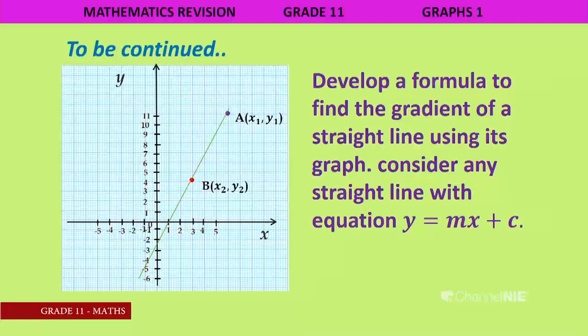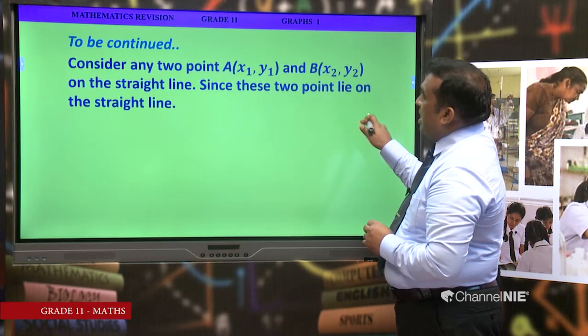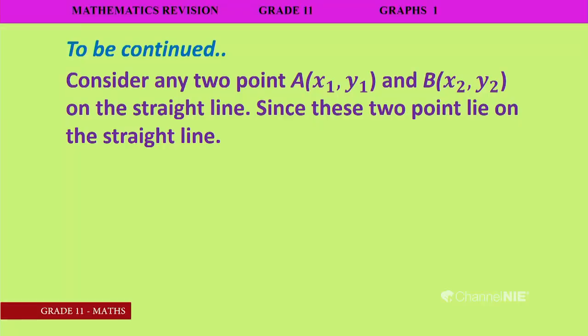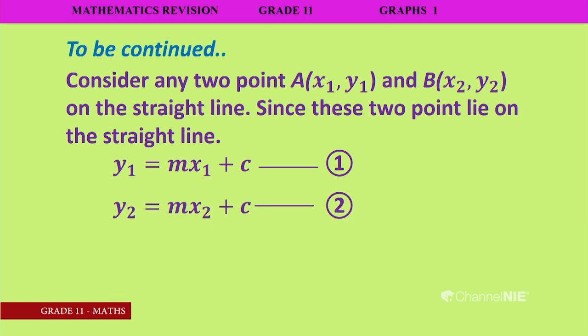Now, develop a formula to find the gradient of a straight line using its graph. Consider any straight line with equation y equals mx plus c. Now, consider any 2 points as we considered in the diagram, A x1 y1 and B x2 y2 on the straight line. Since these 2 points lie on the straight line, y coordinate is y1, x coordinate is x1. We know the gradient is m, intercept is c. As a result of that, y1 is equal to mx1 plus c. This is our first equation, according to the point we considered as A. Then similarly, y2 equals mx2 plus c.